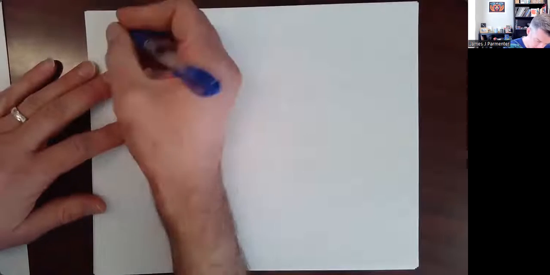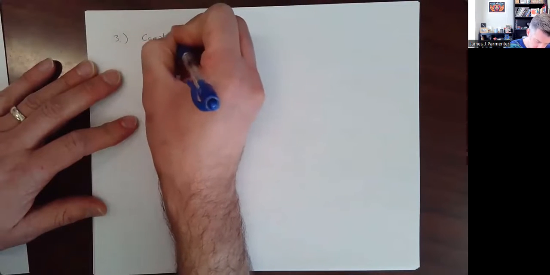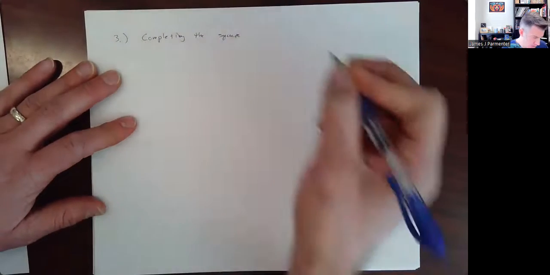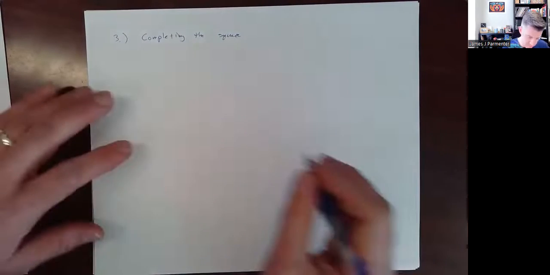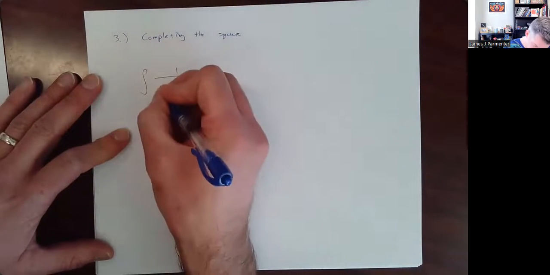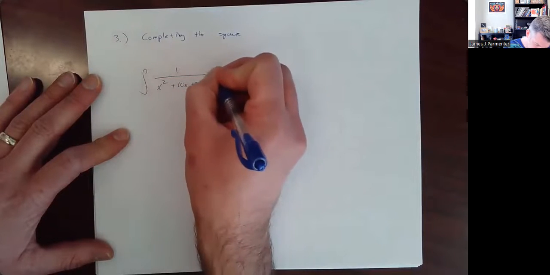So trick 3, completing the square, which is also going to come up in trig substitution. Specifically, if you have something like the integral of 1 over x squared plus 10x plus 34.